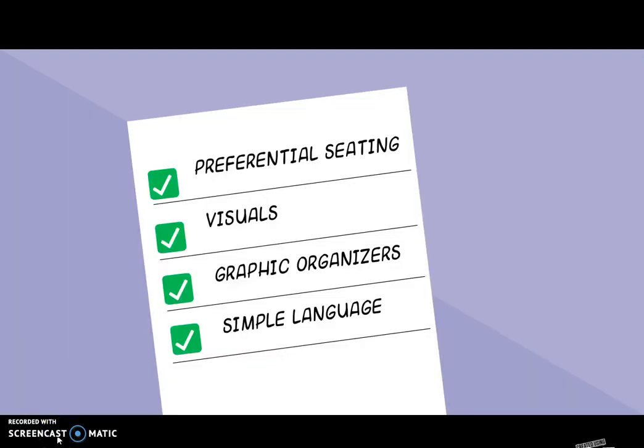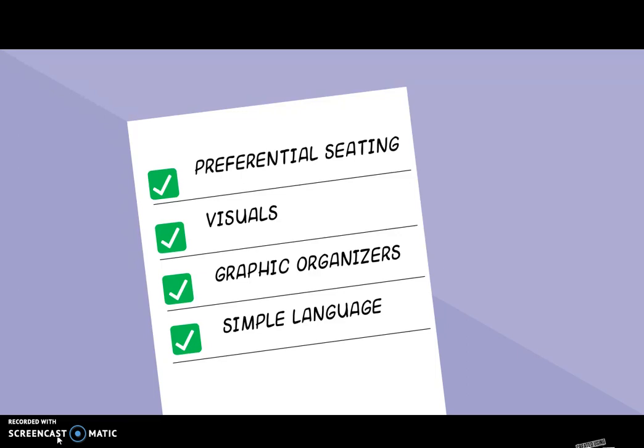So just some general modifications and adaptations that will help an English learner in any classroom would be preferential seating. You can have them up front with you so they're able to ask questions easily. Sitting next to a native speaker would be beneficial. However, you don't want to rely on that student to be the information giver, so just being careful with how much you use a partner in that scenario. And you can also put them with a good student model if you don't have a native speaker in your classroom. Providing visuals, as many images as you can provide, helps with comprehension.